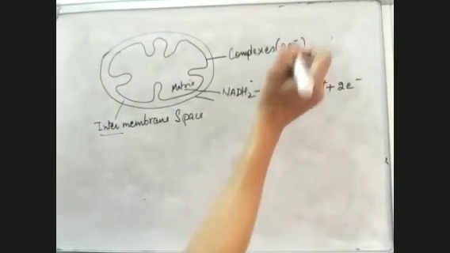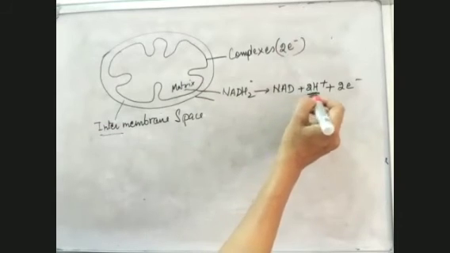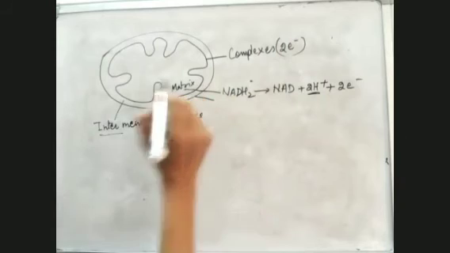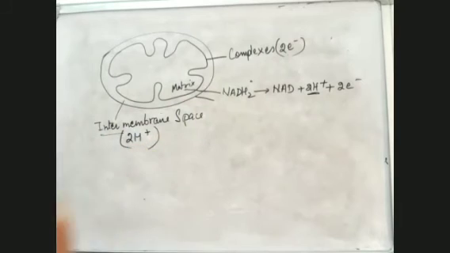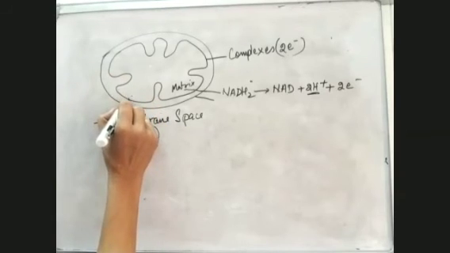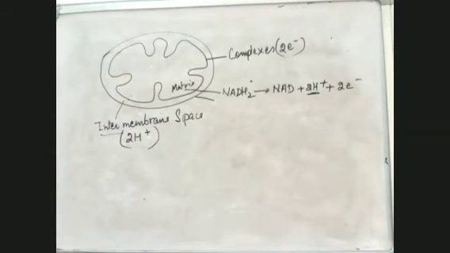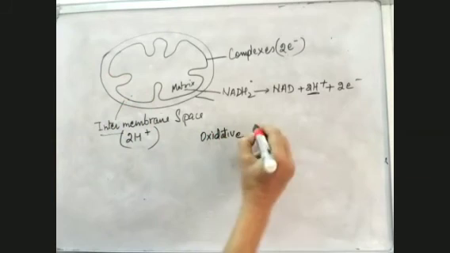Now because of this, the energy is released, and that release of energy shifts the proton from the matrix into the intermembrane space. Here the protons increase in number, and we have that F0 F1 particle on the inner membrane only. When this proton gradient is broken, what happens? Because we have that F0 F1 here, energy is released, and that released energy helps in the synthesis of ATP by the process of oxidative phosphorylation.